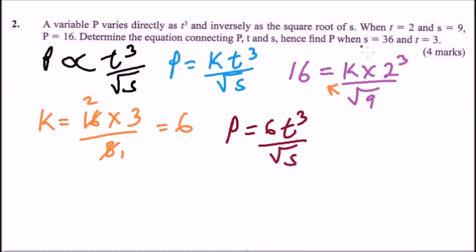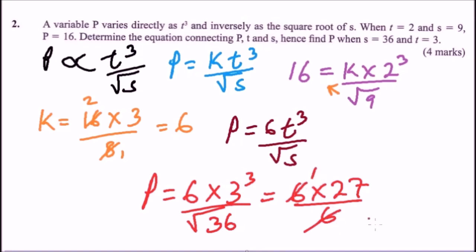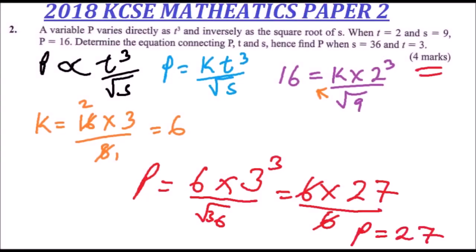We are told to find the value of p when s is 36 and t is 3. So we come here and say that p is equal to 6 multiplied by t, which is 3, so it is 3 cubed divided by the square root of 36. This is equal to 6 multiplied by 27 divided by the square root of 36, which is 6. So 6 divided by 6 is 1. This implies that p is equal to 27.